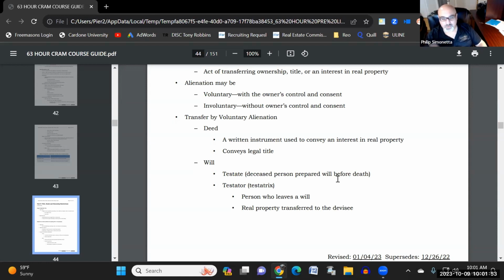The way a will is done is it's called testate. That's when a deceased person prepared a will before their death. And you have the testator. The testator is the person who leaves a will. Real property is transferred to the devisee. So the person inheriting it is a devisee, the person leaving it is a testator, and when you have a will, it's called testate.